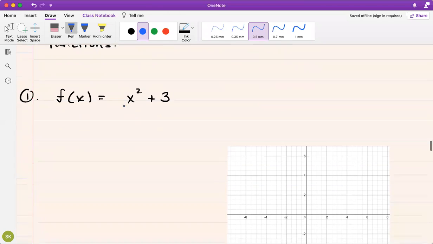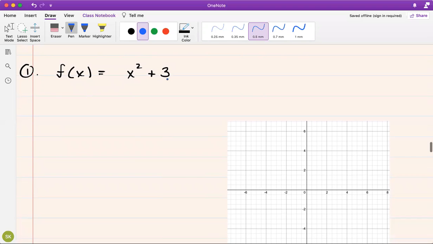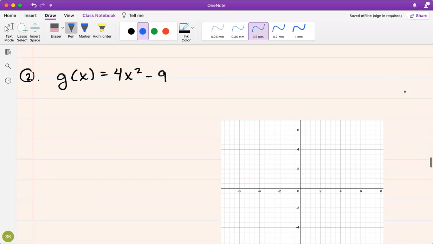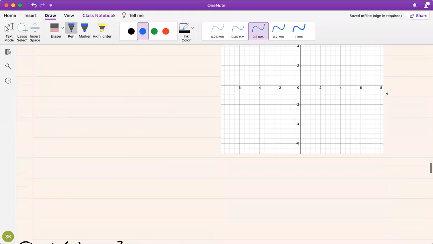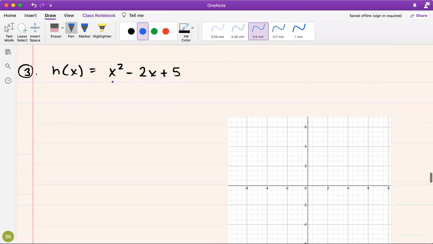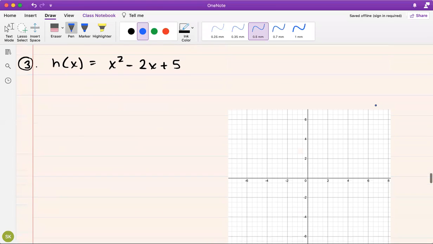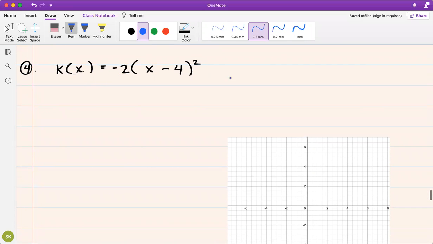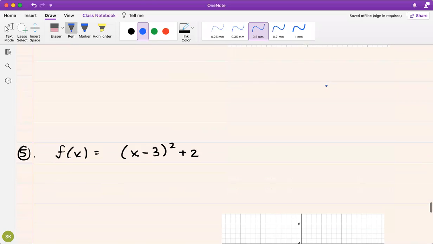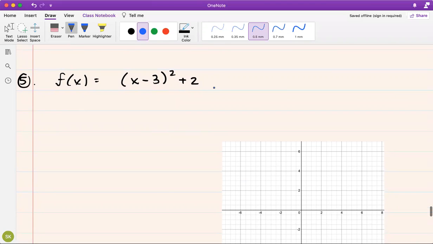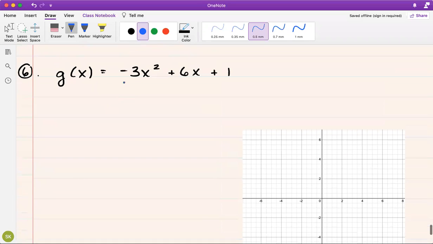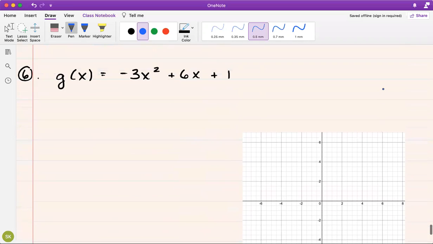So the first problem is f of x is equal to x squared plus 3. The second problem is g of x is 4x squared minus 9. Then we have h of x is x squared minus 2x plus 5. Followed by k of x is negative 2x minus 4 squared. F of x is x minus 3 squared plus 2. And I think this is the last one. G of x is negative 3x squared plus 6x plus 1. Yeah. So let me scroll back up.